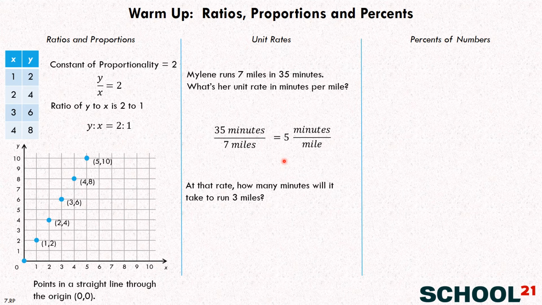If she ran 2 miles, how many minutes would it be? 10. Okay, so you're multiplying there. 1 times 5 is 5. 2 times 5 is 10. So now use the same thing.